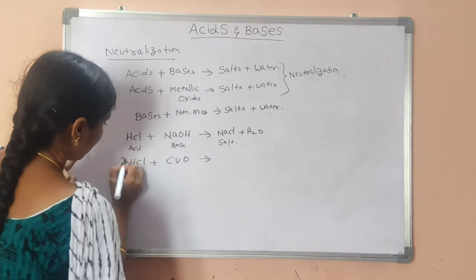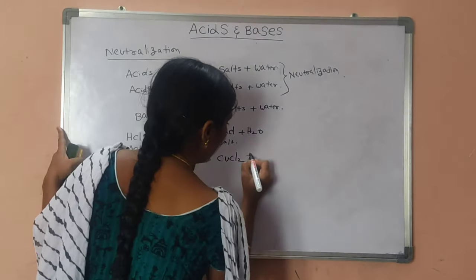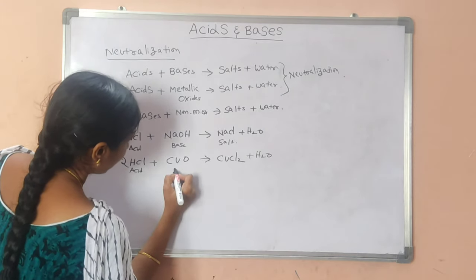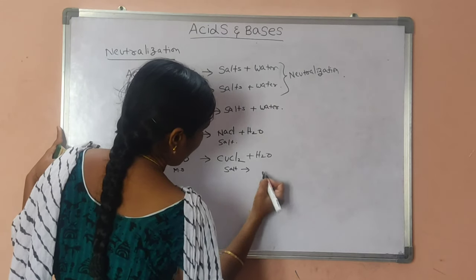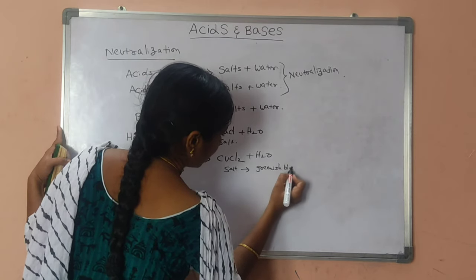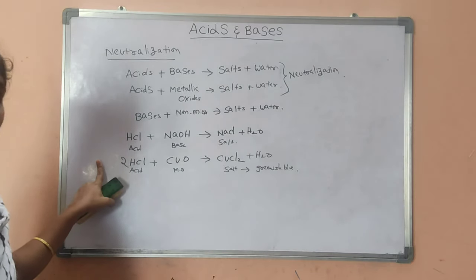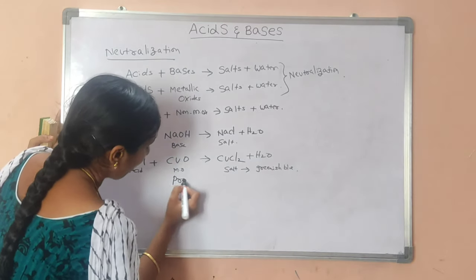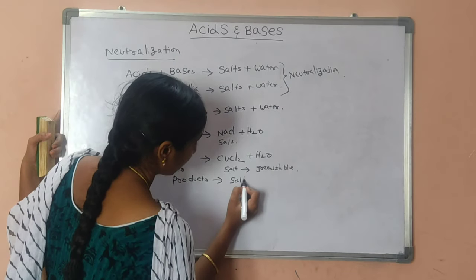We will get CuCl2, meaning copper chloride, then water. This is acid. This is metallic oxide. We will get copper chloride as the salt. It is present in greenish blue color. Which color? Greenish blue color. Okay. What are the products in the neutralization reaction? Salts and water.